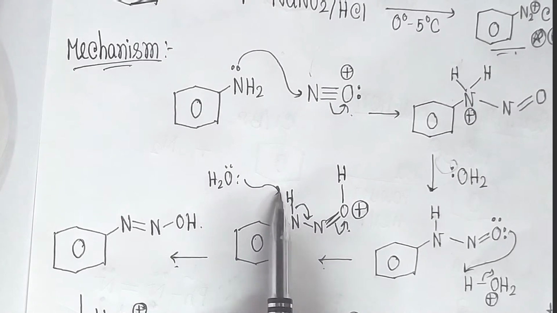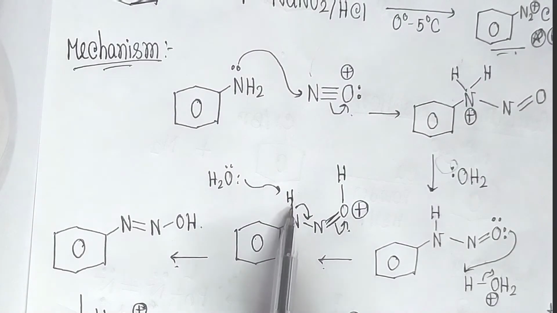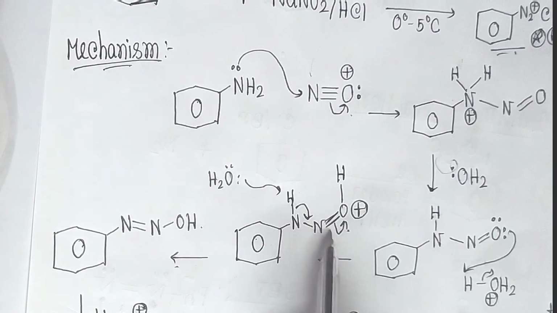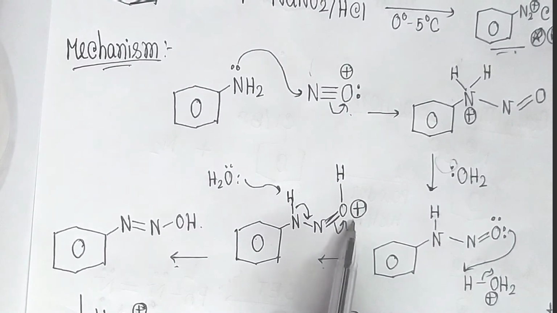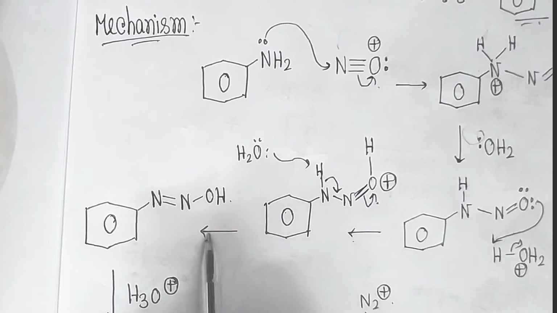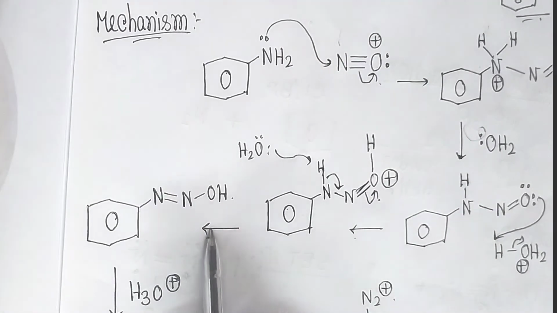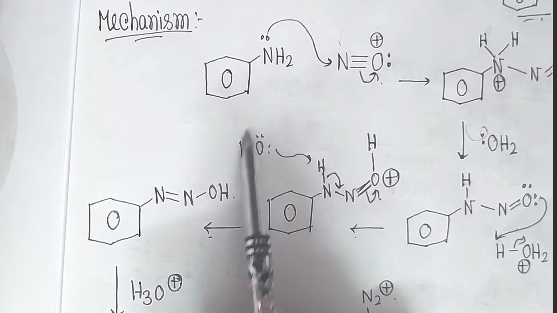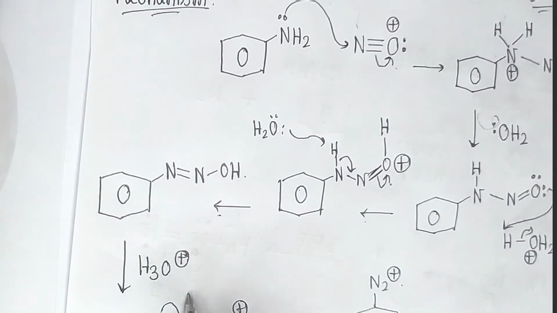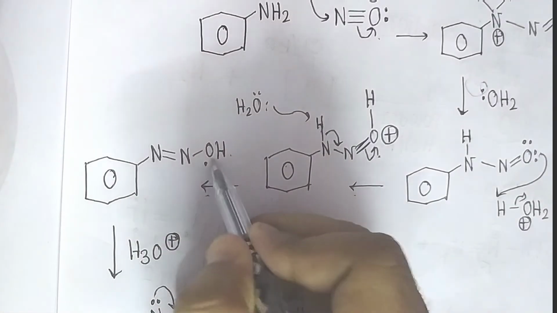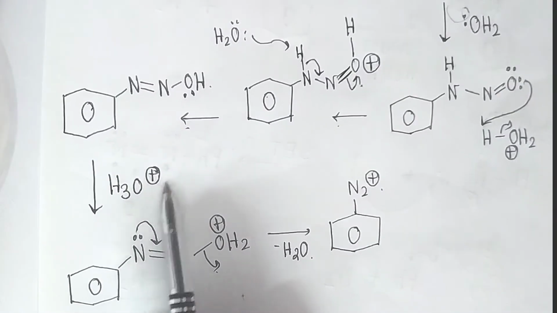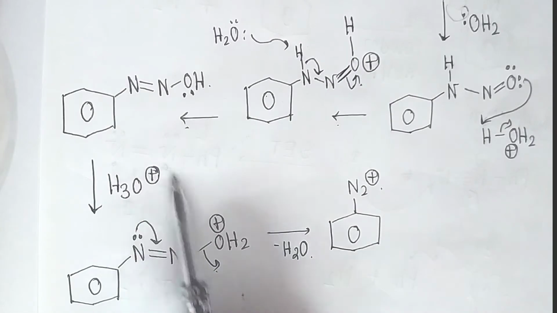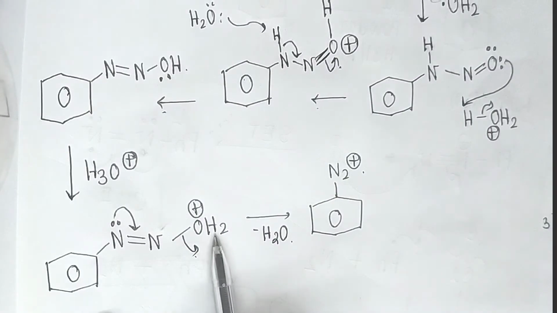Now water again comes and works as a base and takes up another hydrogen, and these bonds break into this, and this bond breaks and goes to oxygen, giving us the result this. Now after that, this H3O plus again reacts, because this oxygen has a lone pair in its head. So this oxygen lone pair takes up this excess hydrogen from H3O plus to give OH2 plus.